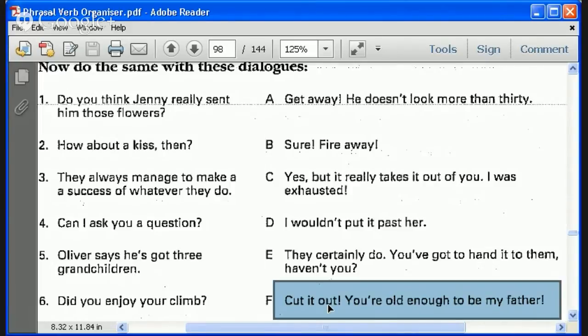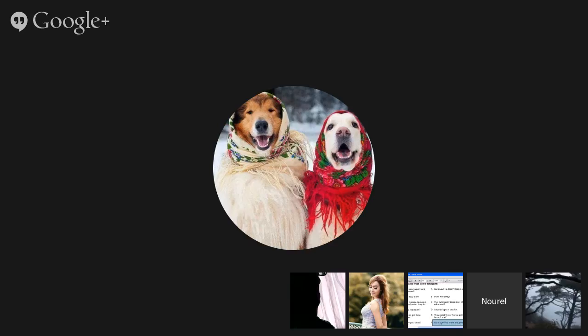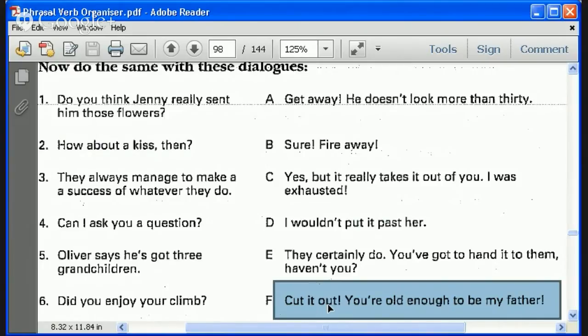Notice, once again, I'm joining these sounds very, very closely. It sounds like one word. I don't say cut it out. I say cut it out. Cut it out. Oh, stop it. You're being ridiculous. Cut it out.